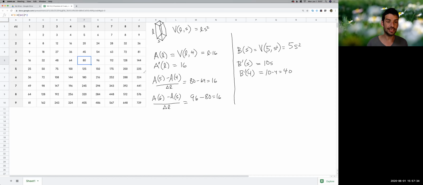Let's play the same game. Before, when I was changing L, that was moving horizontally across this table. Changing S is moving vertically. So I want to look at the change between one smaller side length and the one we just investigated, in other words, B of 5 minus B of 4 over delta S, which again is just 1.